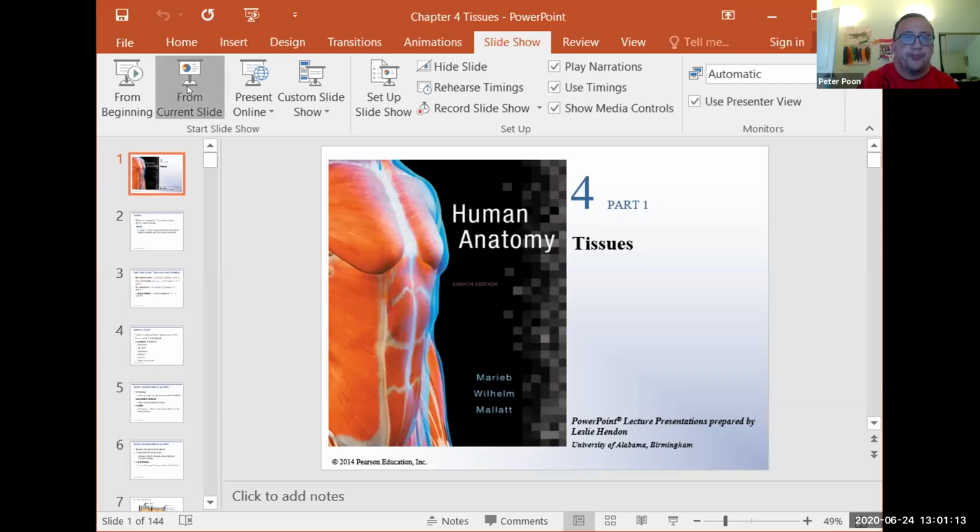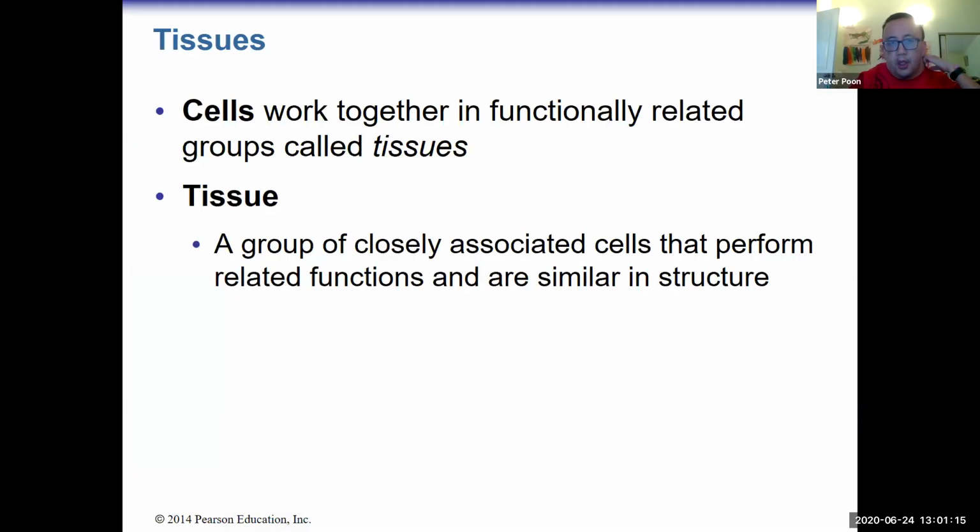Tissues. So our cells, we have trillions of cells. Our cells do not function independently of each other. That would make no sense. Our cells actually have to function together, and therefore they work in groups, and those groups are called tissues. By definition, a tissue is a group of closely related cells that perform related functions and that are similar in structure.